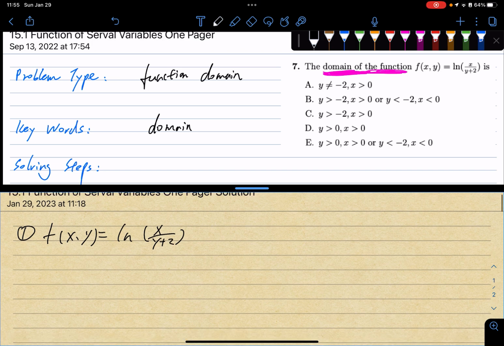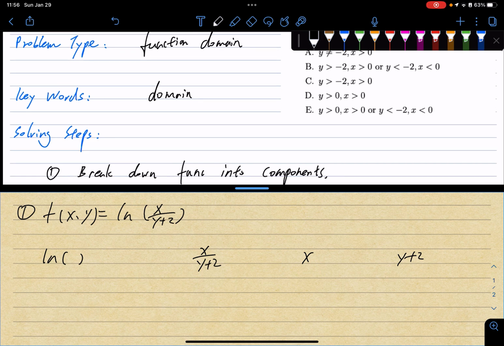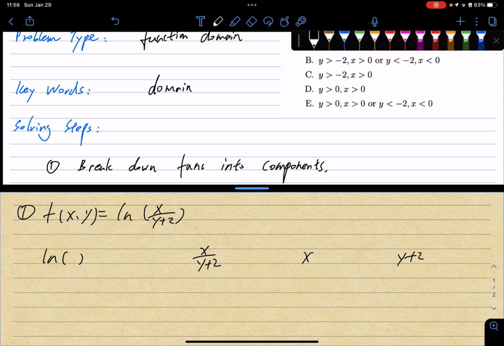So to break this function apart, again, it's a top-down approach. We're going to start with the natural log of something, right? And then we're also going to have x over y plus 2. And this is the fraction, so we're going to have x. We're also going to have y plus 2. So that's the first step. Break down the function into components.